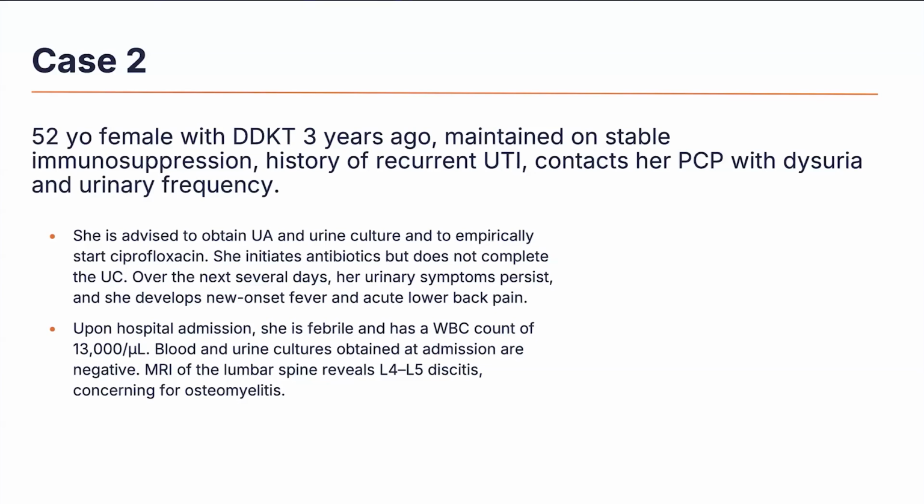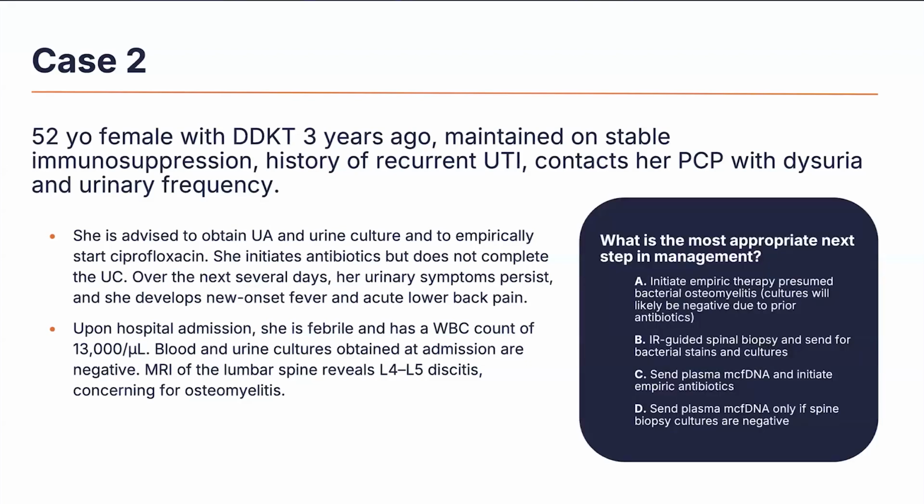So she's hospitalized. Admission labs show a white blood cell count of 13,000. Blood and urine cultures were sent on admission, which are negative on day 2. To investigate the new back pain, an MRI is done, which is suggestive of L4-L5 discitis/osteomyelitis.